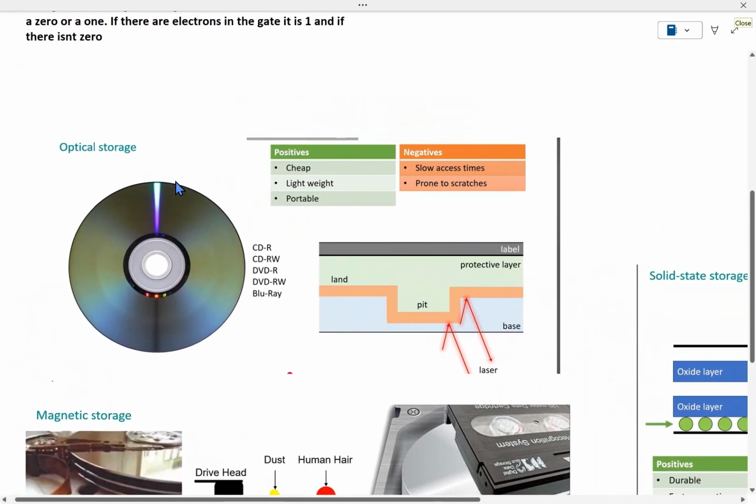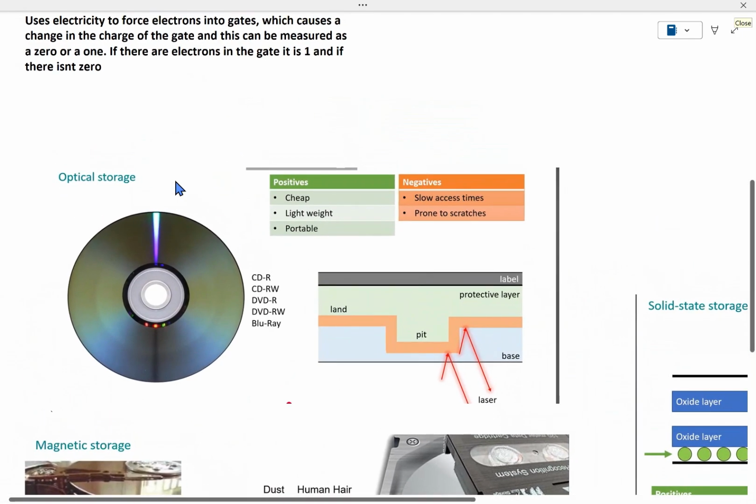Optical storage works by using a laser to scan the surface of a spinning disk, which is made from metal and plastic. The disk is divided into sections, with each of the sections having many flat areas and many hollows. The flat areas are the lands, and the hollows are the pits. There are tiny little dips in the CD or DVD. You can't really see them, but they're there.